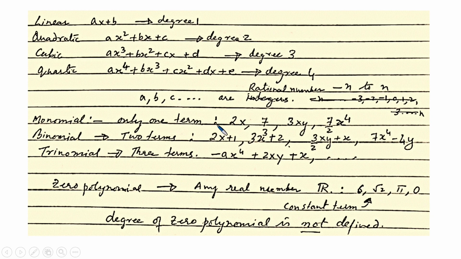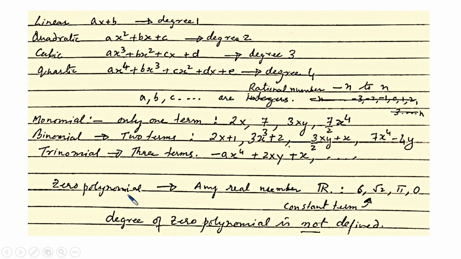Monomial means only one term. 2x, this is a monomial, or some constant, which is only a single term. 3xy, this is also a monomial. Binomial means 2 terms will be there. This is term 1, term 2. So in each case you see there are 2 terms. This is 3xy by 2, this is 1 term, plus x. These also have 2 terms, this term and this. Trinomial means there will be 3 terms. This is 1 term, second term and third term.